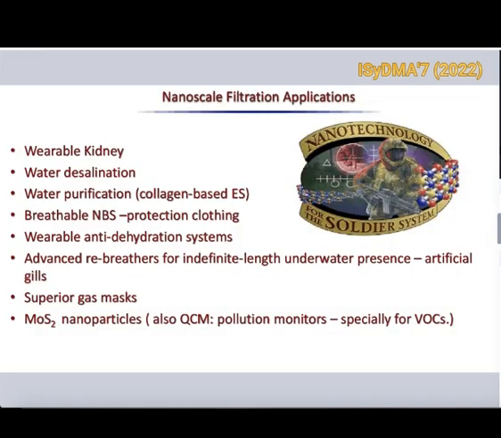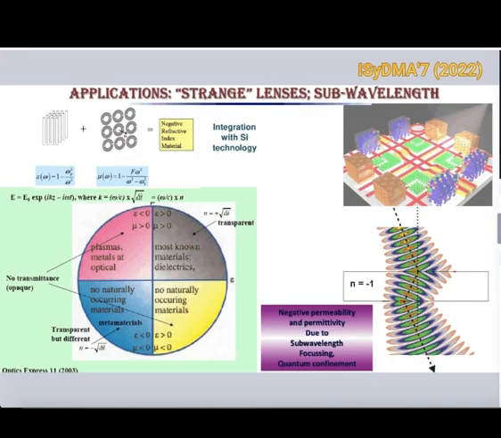These are some of the applications for which we were approached by the US Army to see if we can prepare wearable kidneys, water desalination, water purification, breathable protective clothing, and so forth. These are all applications using electrospinning, which we already prepare, but to make them more flexible and rigid, integration of 3D printing would be very useful. So we are continuing to work on this as well.